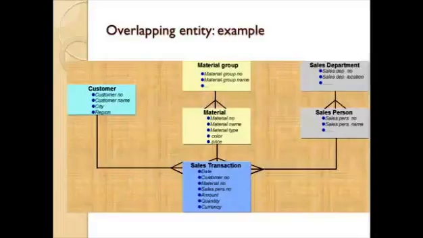Now looking at this model, see if you can identify the entities that are strong versus entities that are weak. In this model, we have several entities. We have customer, we have material, we have material group, we have salesperson, we have sales department, and finally we have sales transaction at the bottom.